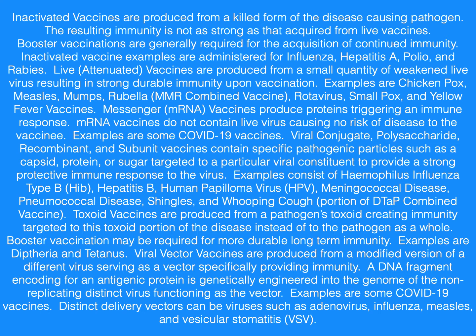Live attenuated vaccines are produced from a small quantity of weakened live virus, resulting in strong, durable immunity upon vaccination. Examples are chickenpox, measles, mumps, rubella, rotavirus, smallpox, and yellow fever vaccines.